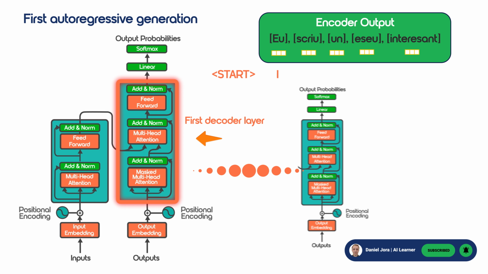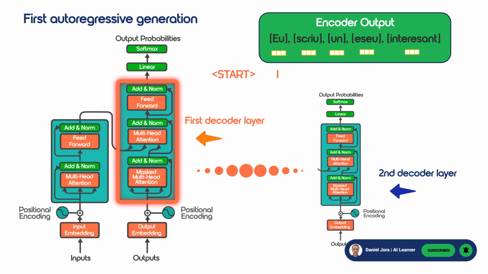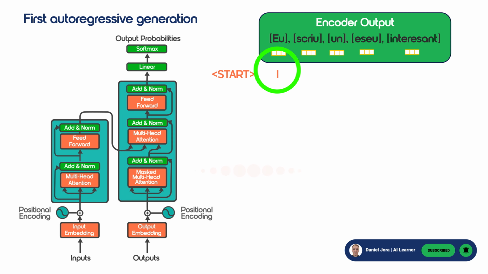What happens in the second layer? We are still in the first generation step. Output of layer 1 is passed to layer 2. Layer 2 repeats the process on start, refining again. The output from layer 6 is passed through linear plus softmax. The model predicts the most likely next word, "I." Important: in this step, only start has an embedding plus positional encoding. The word "I" does not have a positional encoding yet because it's not part of the input. It's just a prediction, output.